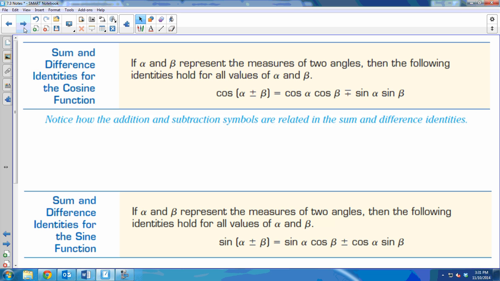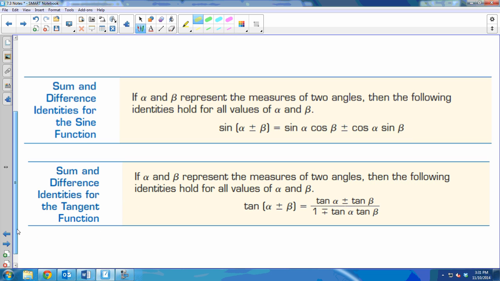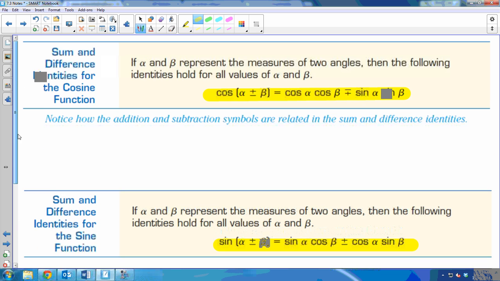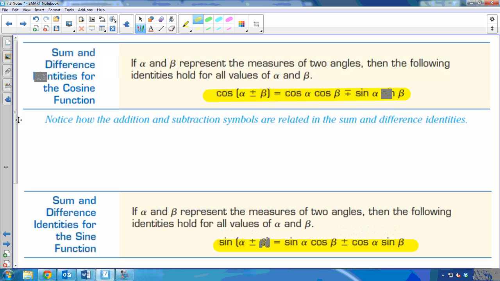So on the formula sheet, you'll see the following identities. There is a sum and difference identity for cosine. There's a sum and difference identity for sine, and also one for tangent. If you notice in all of them, there's a plus minus because they've combined the sum and difference identity into one. So you'll have to be able to split it apart. So I'm going to do that once, and then you could do that for sine and tangent on your own.